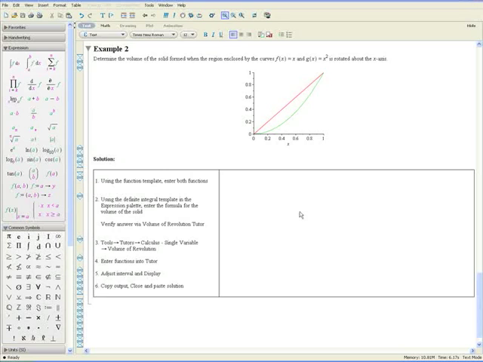Example 2. Determine the volume of the solid formed when the region enclosed by the curves f of x equals x, this red line here, and g of x equals x squared, this green line, is rotated about the x-axis. Step 1. Using the function template, enter both functions. The function template is right over here under the expression palette.